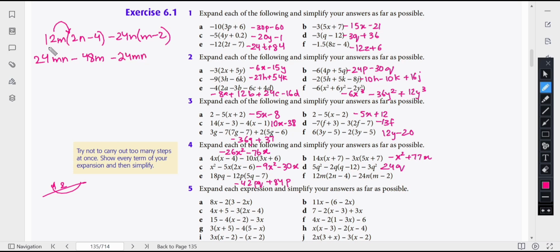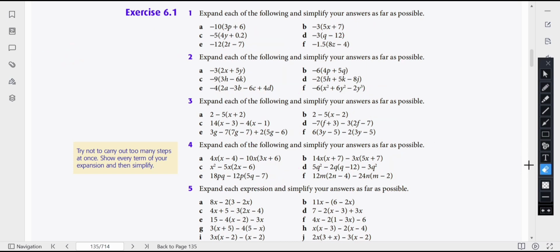Now let me check once again that I haven't made any mistake. 12 into 2 is 24mn, 12m into minus 4 will be minus 48m, minus 24mn plus 24 into 2 is 48n. Yeah, so 24mn minus 24mn will cancel out, and the final answer we will have will be 48n minus 48m. So this will be the answer for part F, 48n minus 48m, and I'm going to remove all of it at once because wow, it looks good.